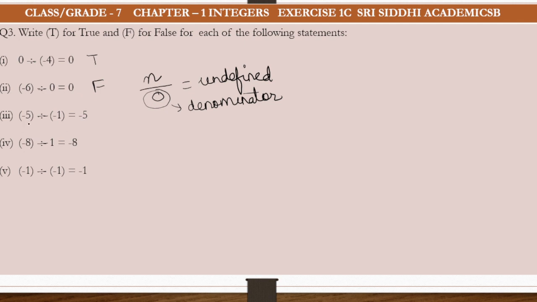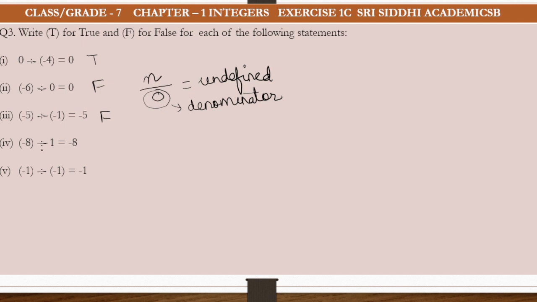Now question number 3 says minus 5 divided by minus 1 is equal to minus 5. This is also false, because two like sign integers, whether two negative integers or two positive integers, let it be 5 divided by 1, in multiplication as well as in division will give a positive integer as the answer. So here it is given negative, which means this is false.